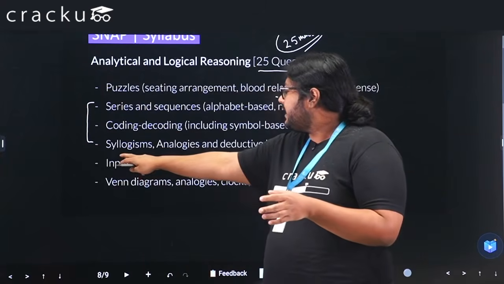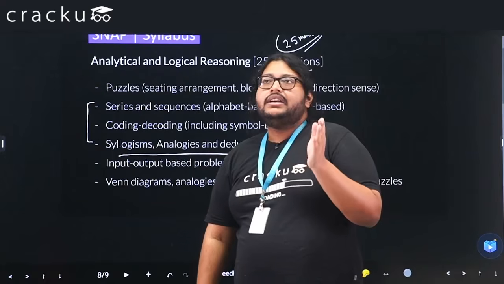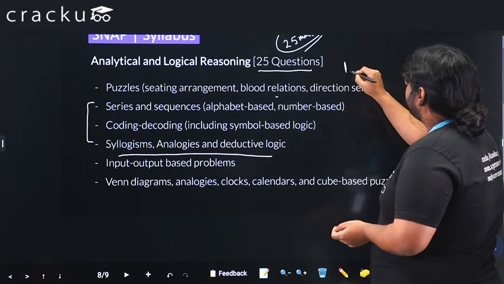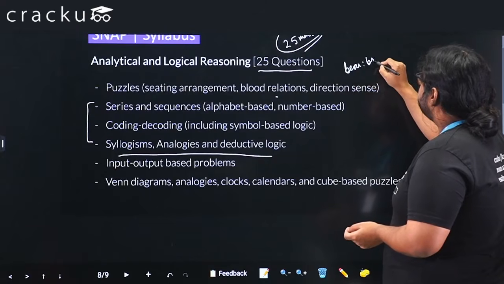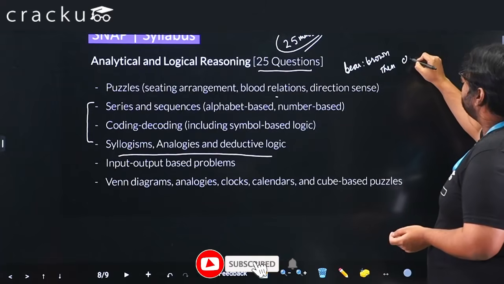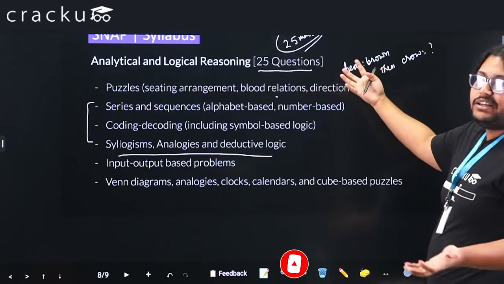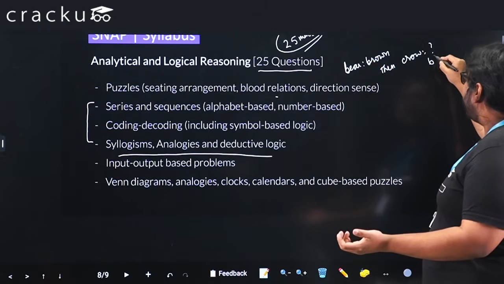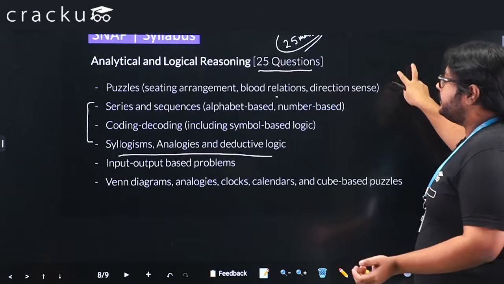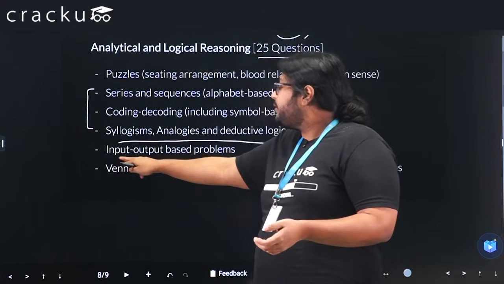We have syllogisms, analogies, and deductive logic. Syllogisms and analogies are basically something like, if bear is brown, then crow is what? So bear and brown, we understand it's the color of the animal. So crow can be black, something like that. These are syllogisms. Analogies, similar context.